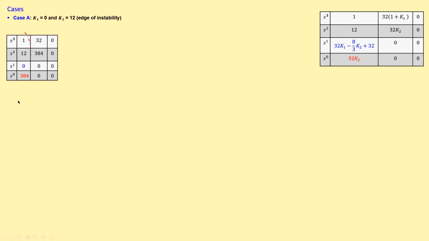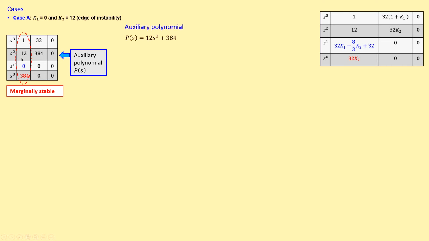What you see is, if I now look at the first column, I see a 0 in here. That already suggests that there is a marginally stable system. So we need to check, since we have also here a 0, we need to check the stability condition by looking actually at the row above, and that is what we call the auxiliary polynomial P(s). So let's look at that. P(s) is now, because this is the s squared term, 12s squared plus 384. That's all.